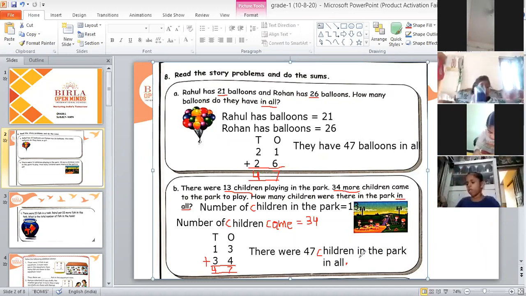And again, I'm repeating, whenever this word 'in all' is there, you have to do addition. You have to add the given numbers. Okay. Yes, children, please note down fast. Write down fast this in your notebook.